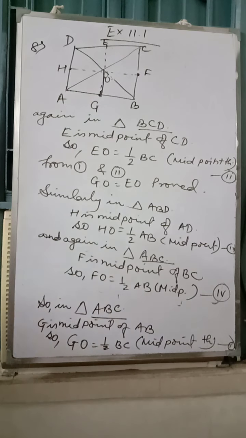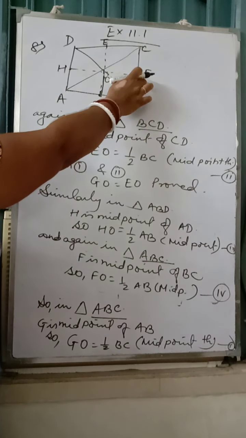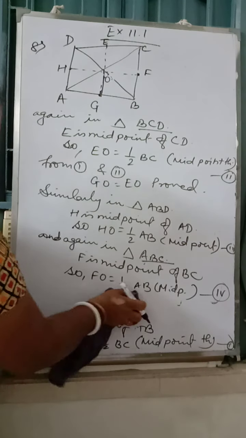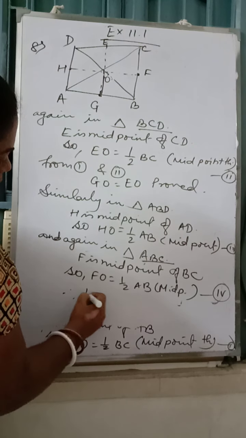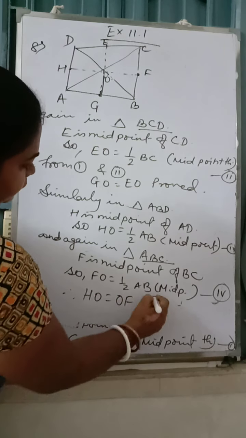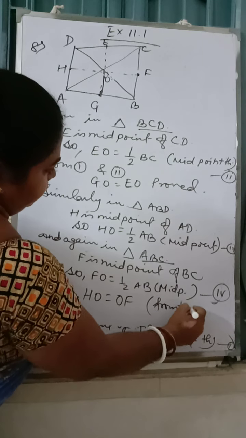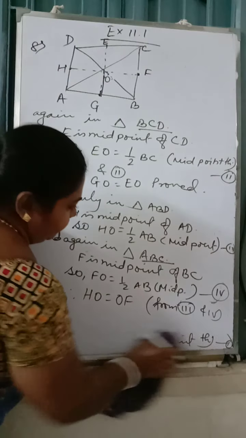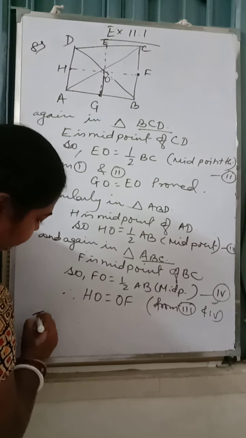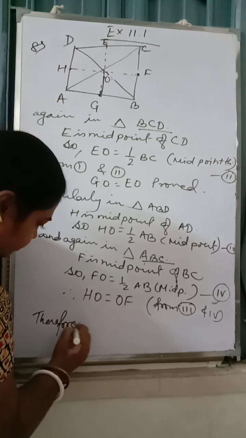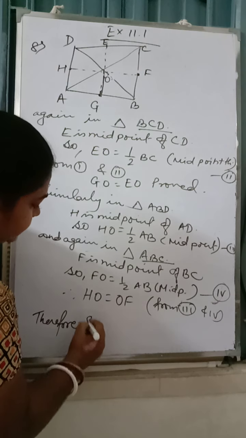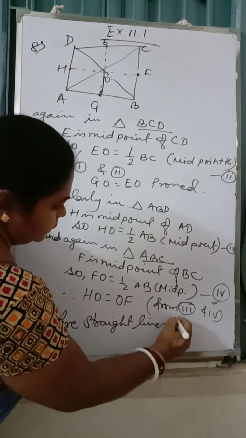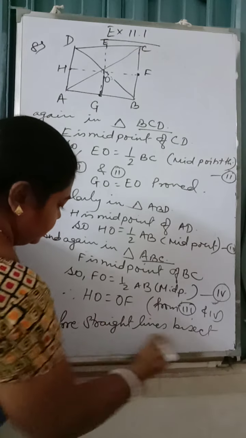Now from 3 and 4, HO is half of AB and OF is also half of AB. So from 3 and 4 we can write HO is equal to OF. So finally what would be the answer? Therefore, straight lines bisect each other.